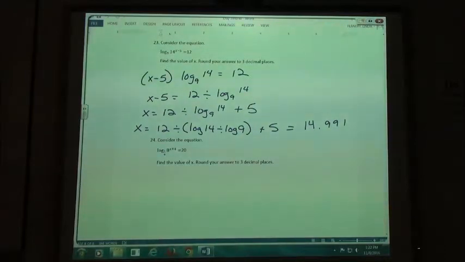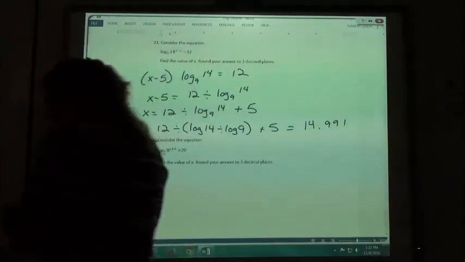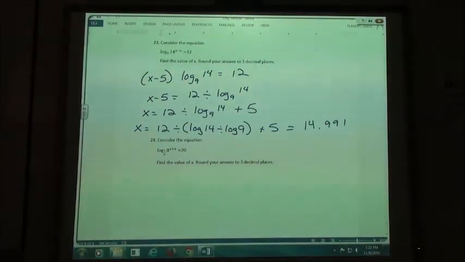Yeah, looks like we got it. 20 divided by log of 8, with parentheses there, log of 9, minus 4. Which gets negative 25.132, or 133 when you round it off.